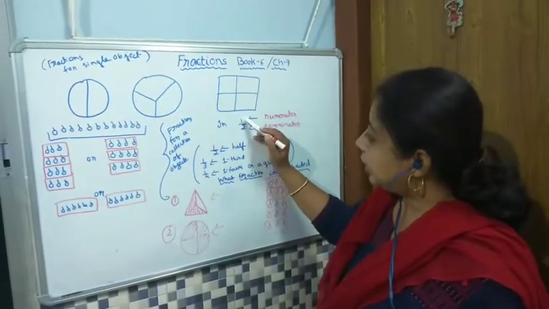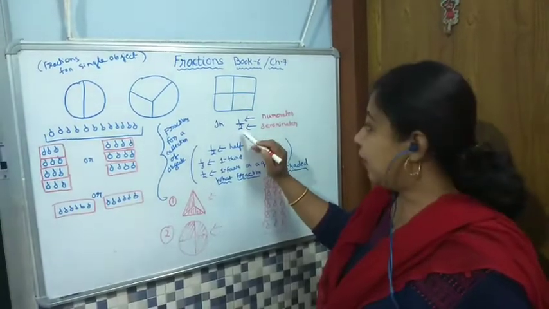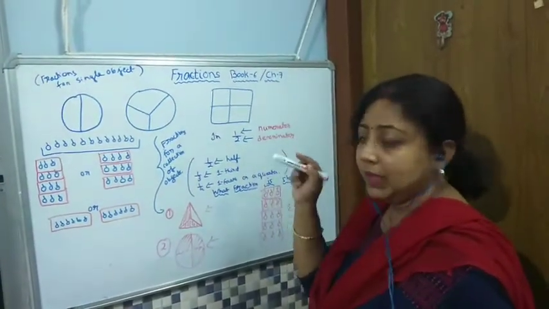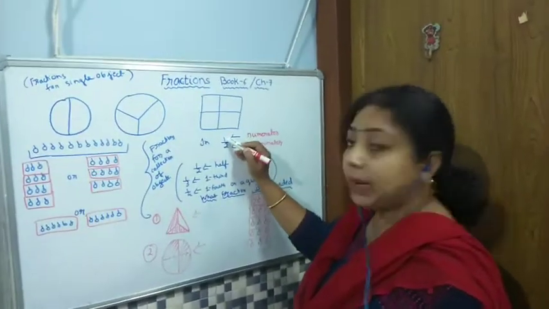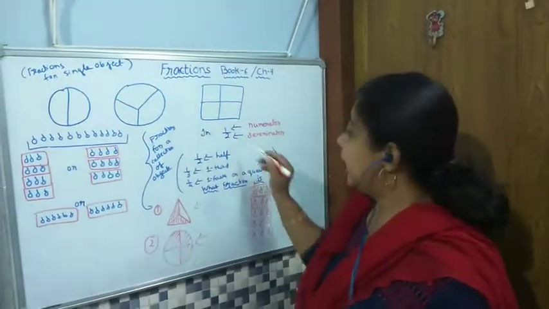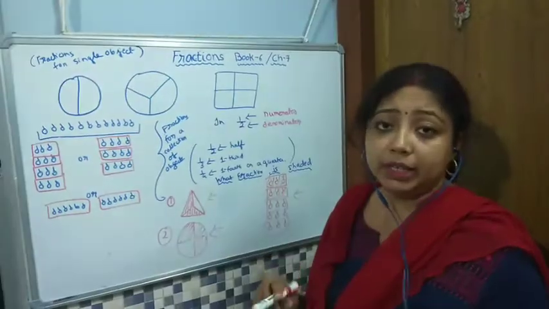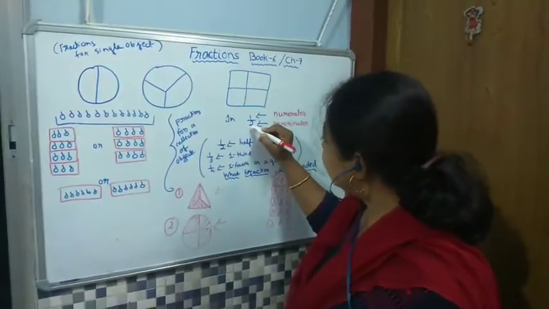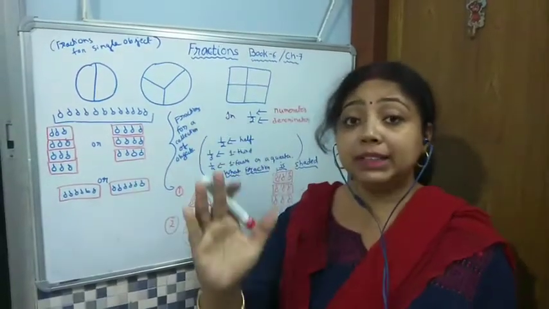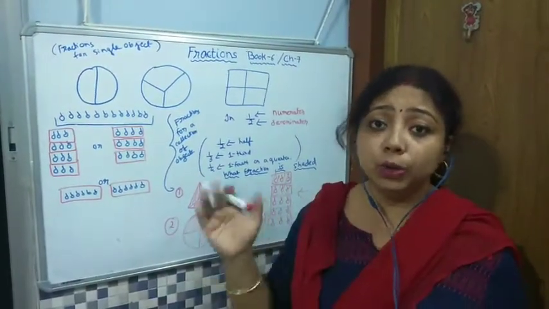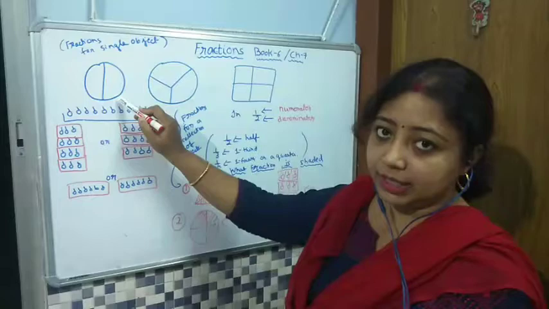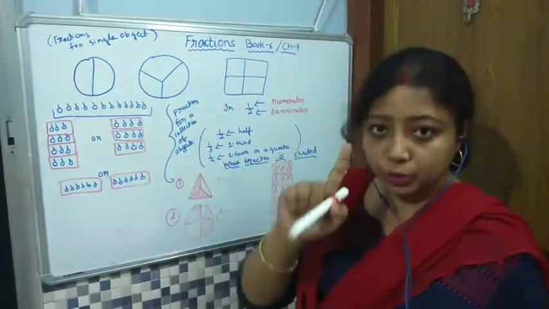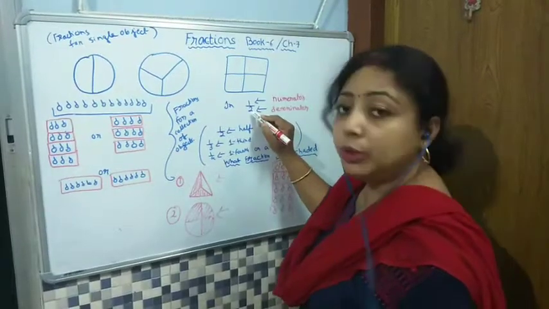Up, one number is written and down, one number is written, and one bar type line is given. The upper part is known as the numerator, and the lower part is called the denominator. Now, what is the upper part and what is the lower part? The lower part means how many parts have been made in that whole thing. Suppose this circle, how many parts have we made? 1 and 2 parts. So, I will write in the lower part 2.